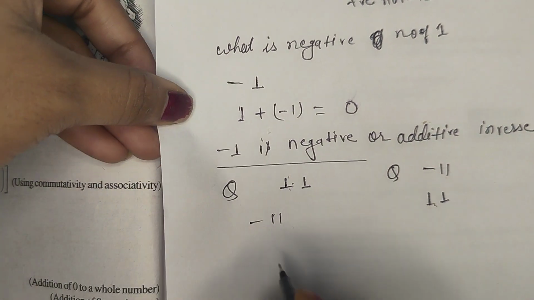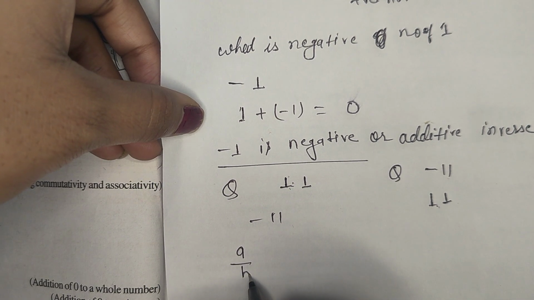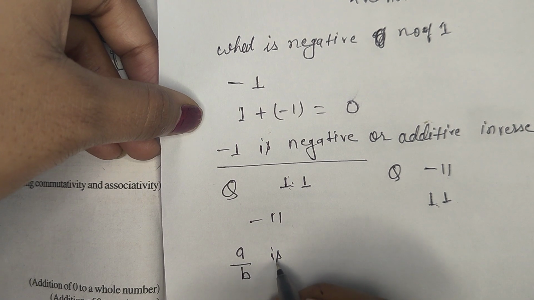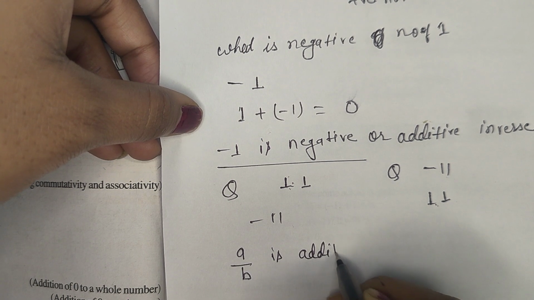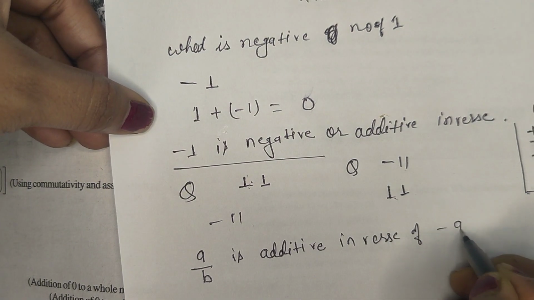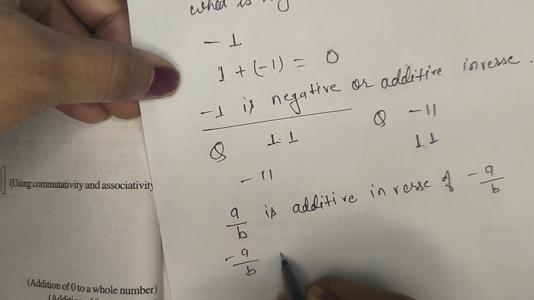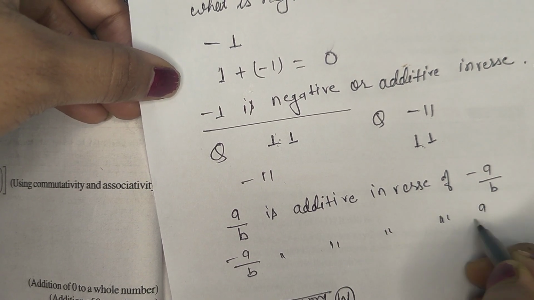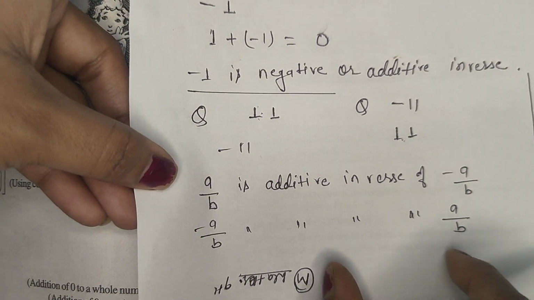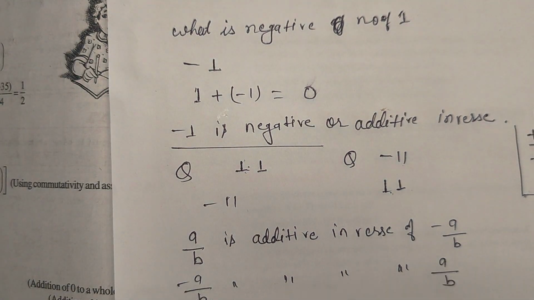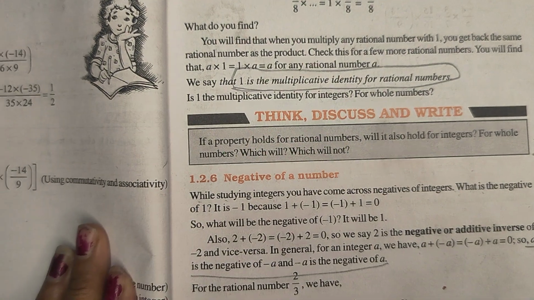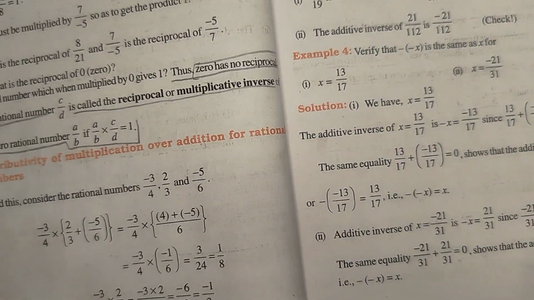This is also used for rational numbers. Suppose the rational number is a by b. It is the additive inverse of minus a by b, and minus a by b is the additive inverse of a by b. Plus becomes negative, negative becomes plus. This is the basic rule for additive inverse. We can see some questions given here.